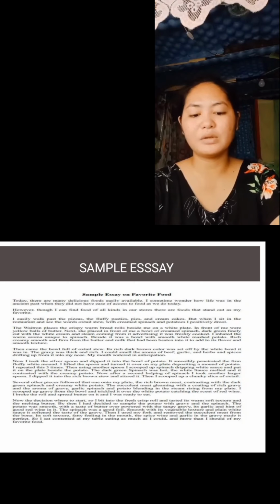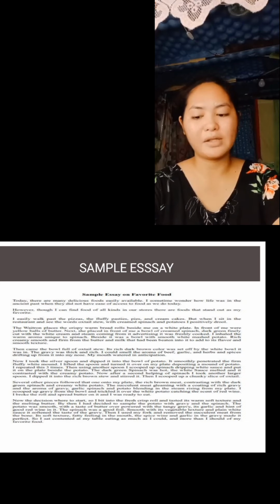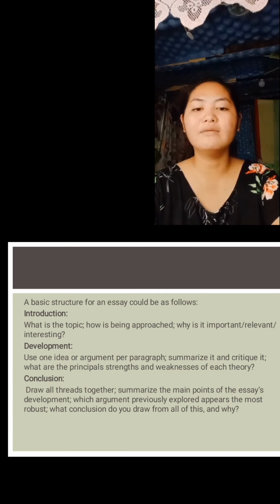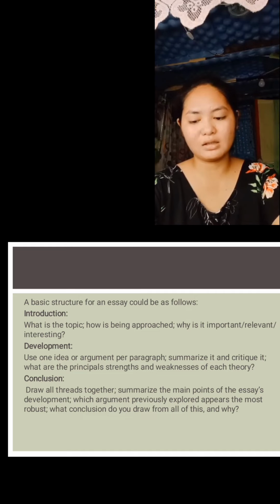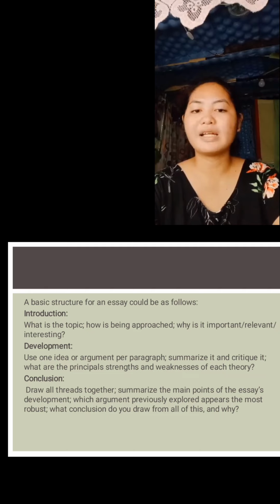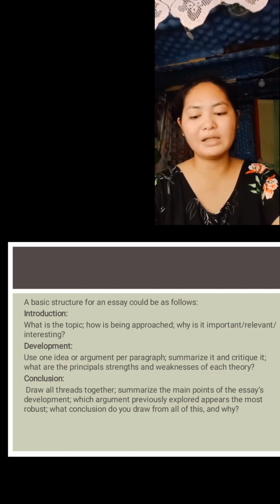So, this is the sample essay, and the essay must be composed of introduction, development, conclusion, and bibliography. Number 1, the introduction must cover why the topic is interesting and what the topic is. Number 2, development: it covers the strengths and weaknesses. Conclusion: summarize the main points. Bibliography: a listing of the sources used in writing the essay.